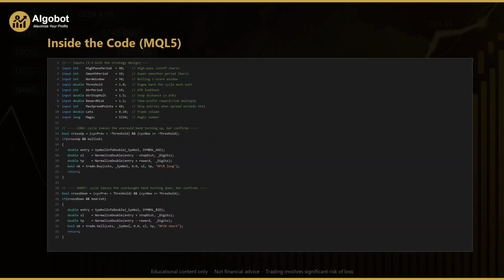Let's look at the actual MetaQuotes language code the expert advisor runs. At the top, we have the input parameters, each one matching the strategy's design. HighPassPeriod and SmoothPeriod control the two filter stages. Norm window sets the length of the rolling z-score window. Threshold is the sigma band the cycle must exit. ATR period, ATR stop multiple, and reward risk define the risk bracket. Max spread points is the spread filter, and lots and magic set the volume and identifier.